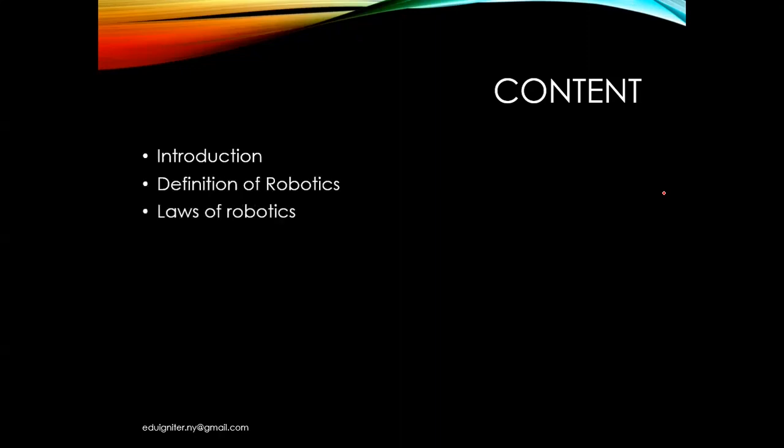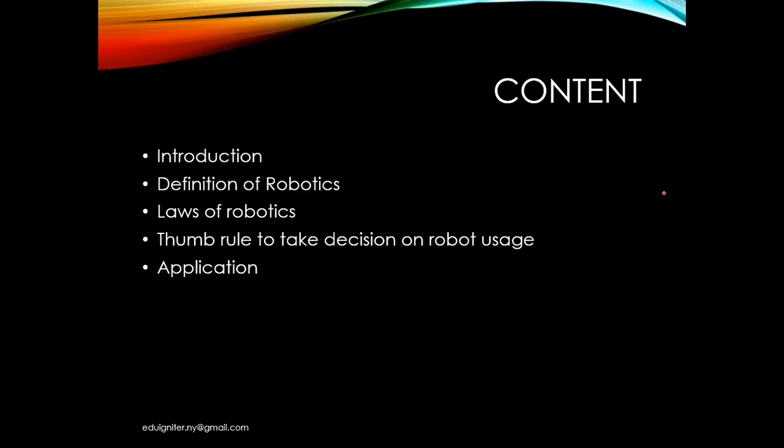This is the outline of this lecture. First, we will discuss a brief introduction of a robotic system or robots. Then we will talk about the definition of a robotic system, then the laws of robotics, then the thumb rules to take decisions on robotics use in an industry, and the last one is the applications.